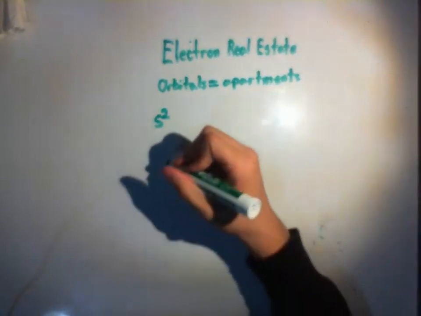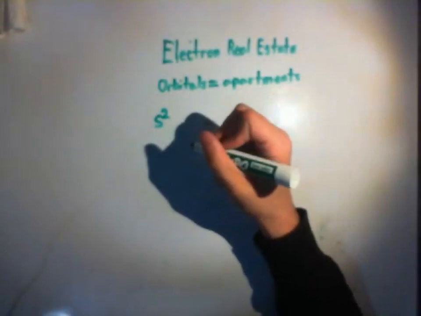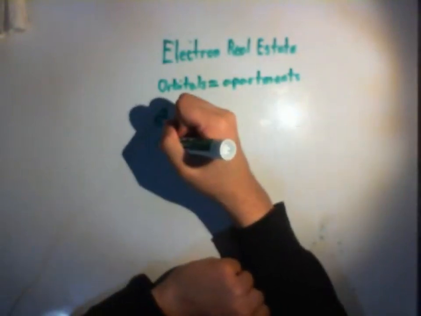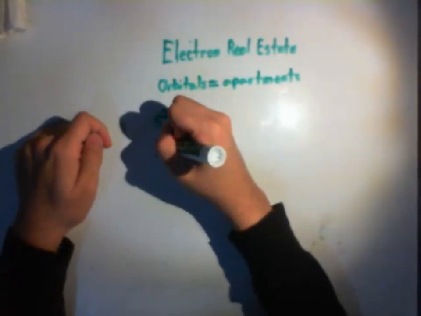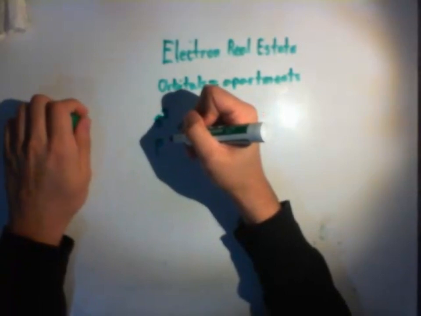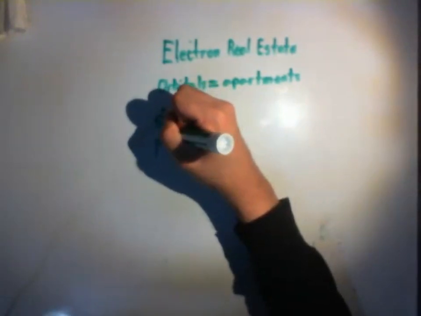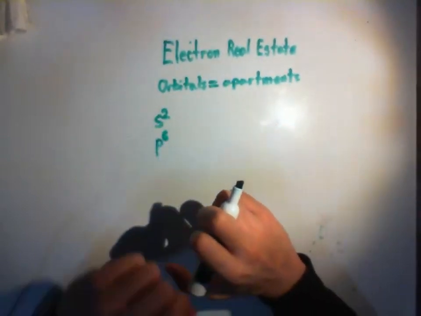Okay, and then for P, it is on all floors after the second floor. Okay, so it goes from the second floor to the third floor to the fourth and so on. Or remember, floors equals shells, if that makes sense. So P6, that's how many electrons can be in a P apartment.